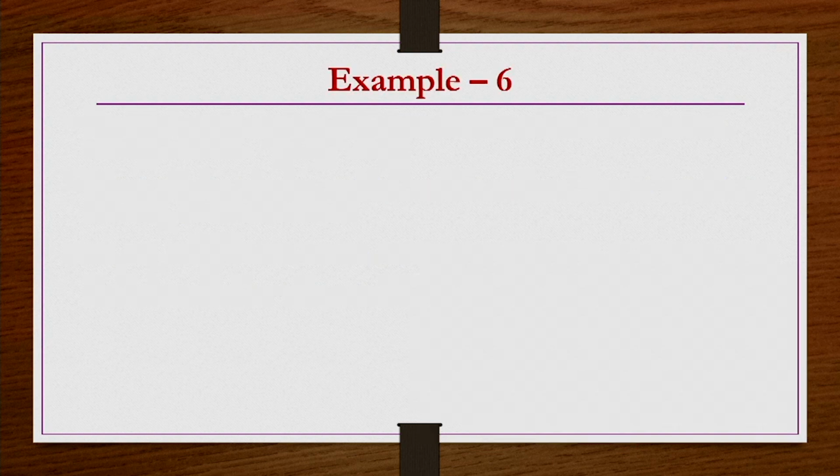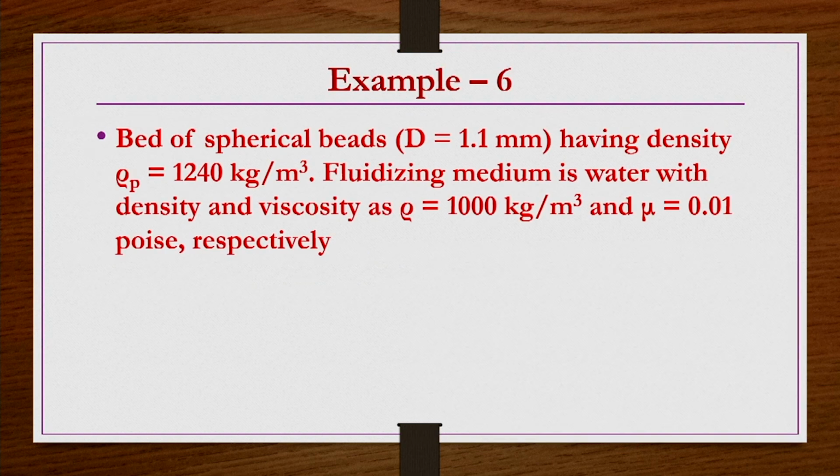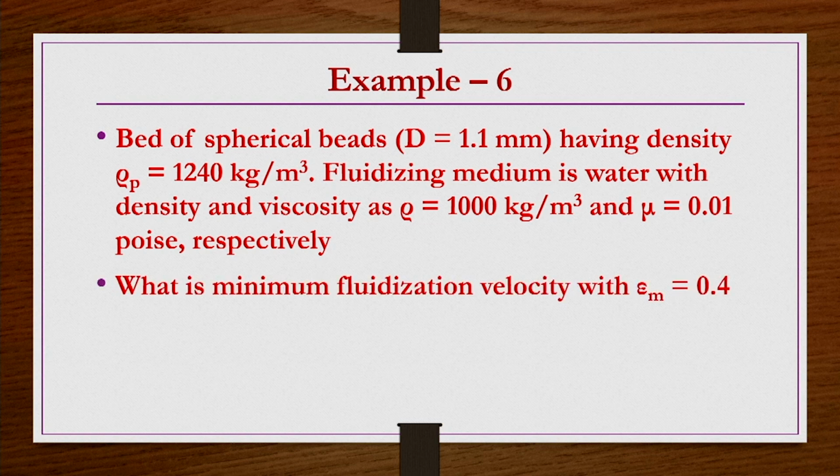So, how to calculate, we see an example here. A bed of spherical beads of diameter 1.1 mm having density rho p equal to 1240 kg per meter cube. The fluidizing medium is water with density and viscosity 1000 kg per meter cube and 0.01 poise respectively. What is the minimum fluidization velocity with epsilon m equal to 0.4?